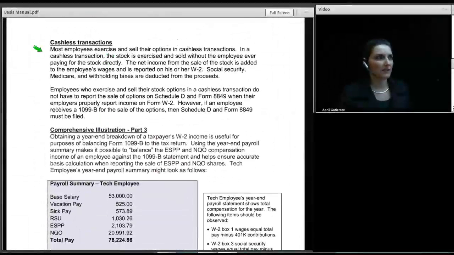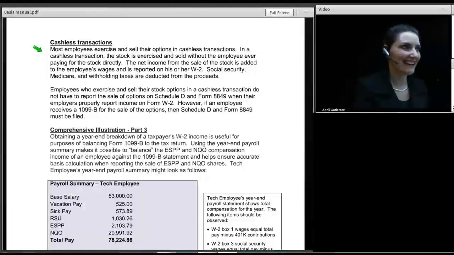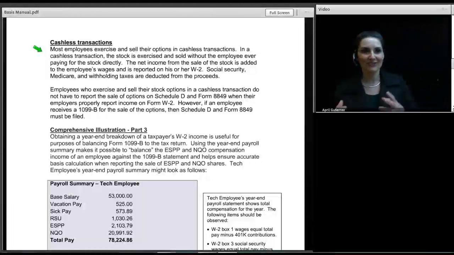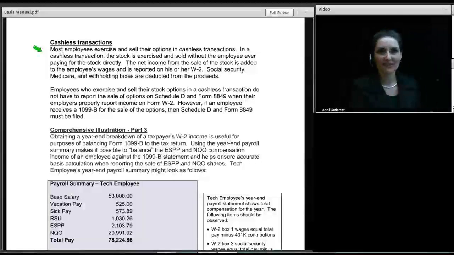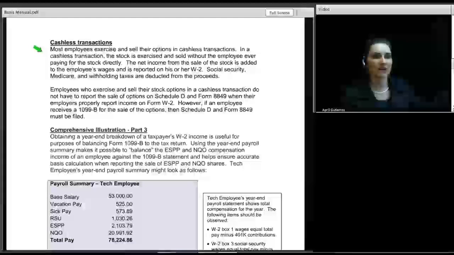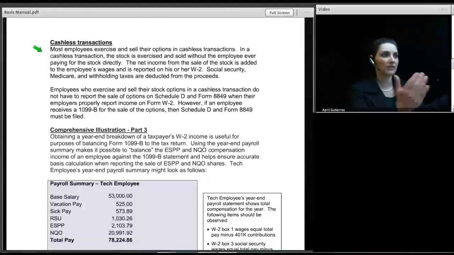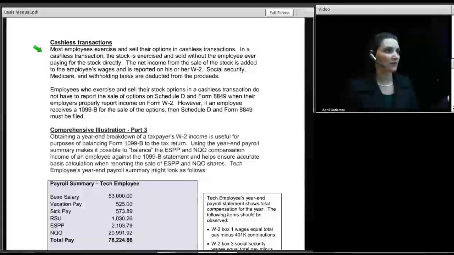Now let's talk about the idea of the cashless transaction, because most ESPPs and ISOs are sold in cashless transactions. The employee doesn't write a check to the employer for the stock and then have the employer cash the check and then issue the stock and then the employee turn around and sell the stock. That's just not what happens. What happens is the employee says to the employer, I'm ready to exercise. The employer does it all for them, or tells the brokerage house to do it all for them. The gross up happens on their W-2, and they might receive a net paycheck that's higher. It's all done through payroll, and they get a paycheck for what's left after all the taxes have been held out.